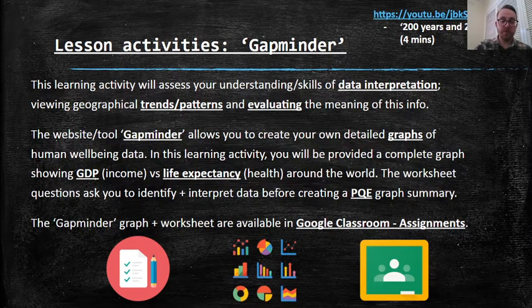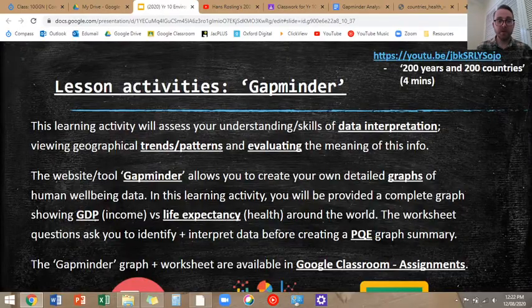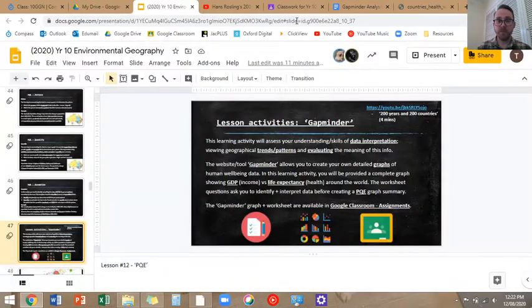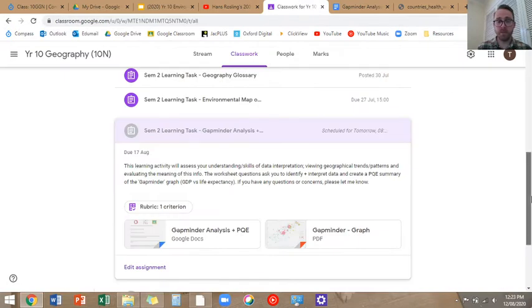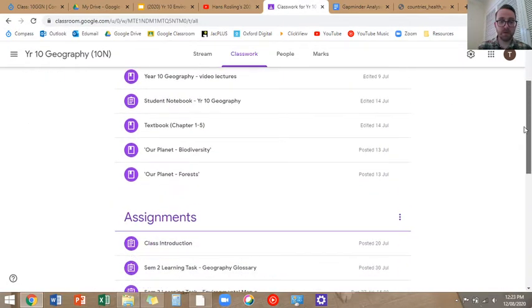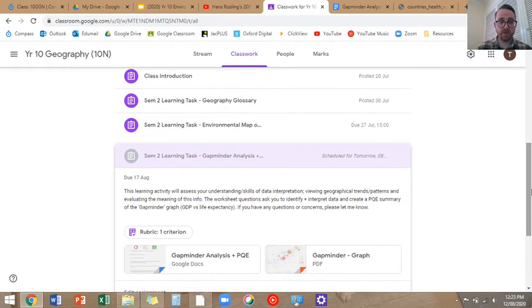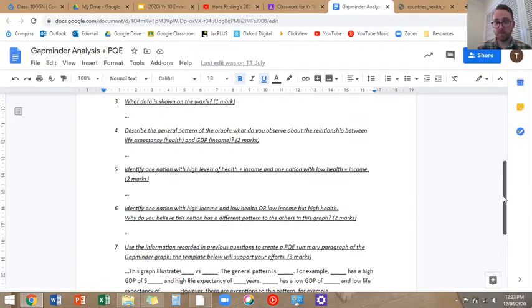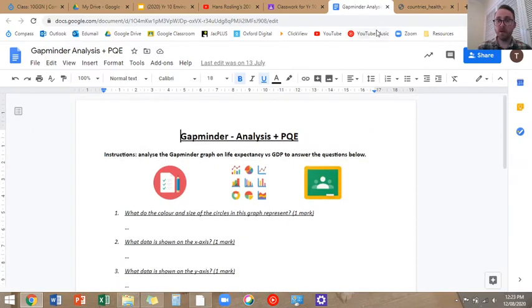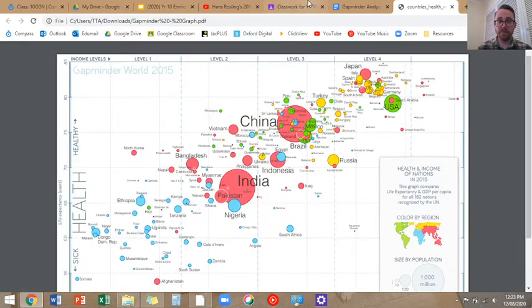It's all available in Google Classroom assignments. I'll show you where that is now. So if we go to Google Classroom, we've got our resources up here, our slides, our textbook, and then assignments down here. And we want SEM 2 learning task, Gapminder. And then if you click on that Google Doc, it'll show you a few questions. Oops, I'll scroll down to the bottom there. And then it will show you this graph here.